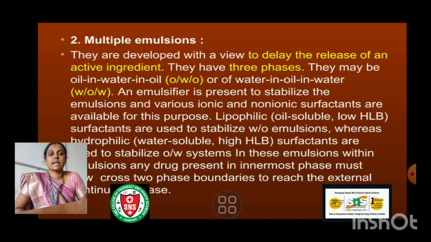Here also we are using an emulsifier which is present to stabilize the emulsion, and various ionic and non-ionic surfactants are available for this purpose. Surfactant is nothing but a surface active agent which is used to reduce the interfacial tension between two liquids, especially those which are not miscible with each other. So here we are using both lipophilic as well as hydrophilic surfactants. Lipophilic surfactants are oil soluble surfactants which have low HLB value, whereas hydrophilic surfactants are water soluble and have high HLB value.